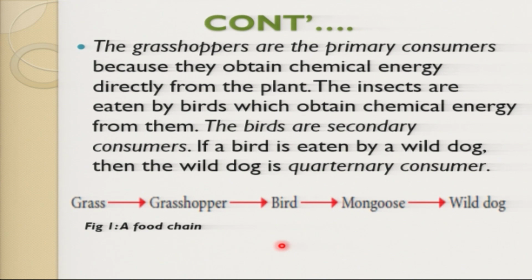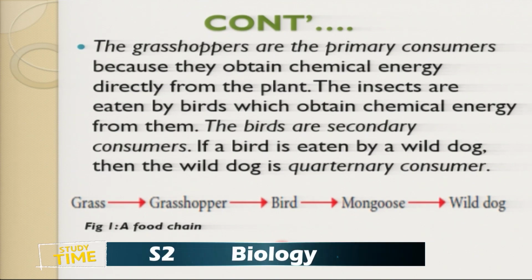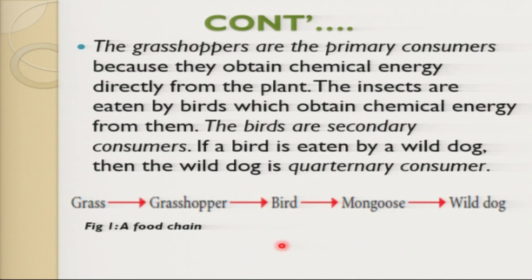All right? The insects are eaten by the birds, which obtain chemical energy from them. The birds are secondary consumers. If birds are eaten by the wild dogs, then the wild dogs are also quaternary consumers. Let's have the diagram of a food chain. Grass is being eaten by the grasshopper. Grasshopper is being eaten by the birds. Birds are being eaten by mongoose, and mongoose is being eaten by the dog. This is referred to as a food chain.